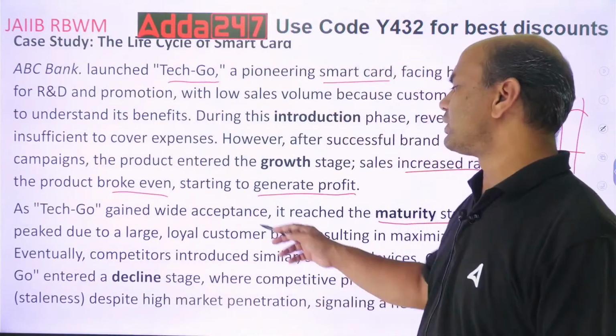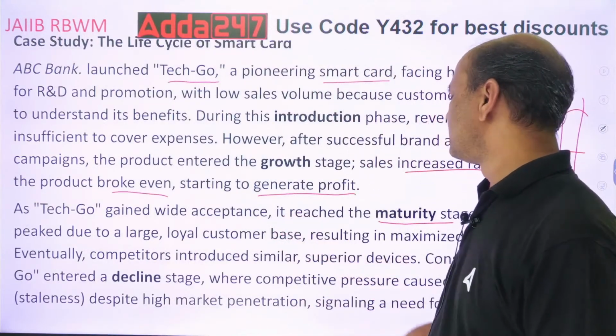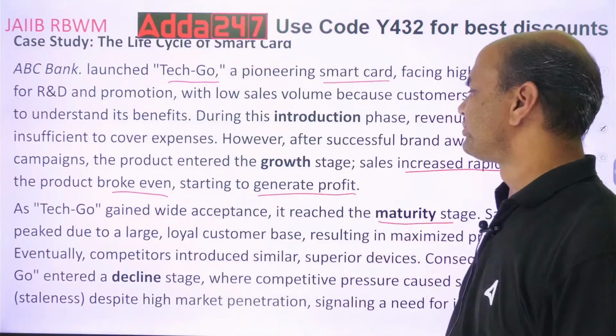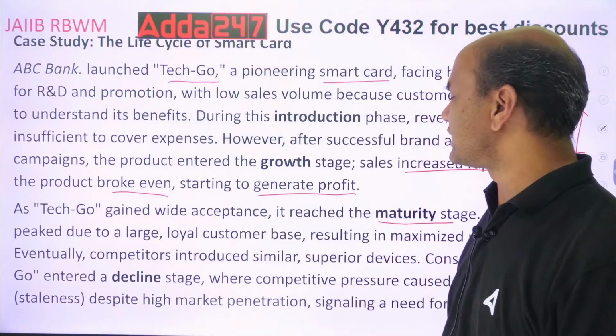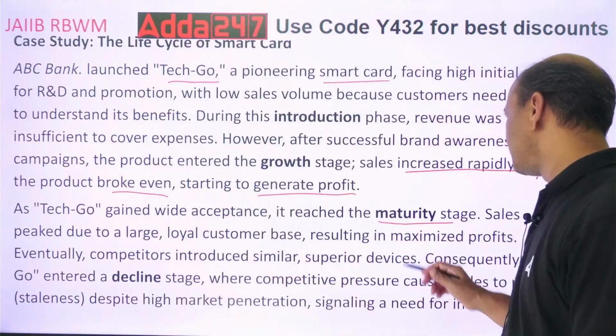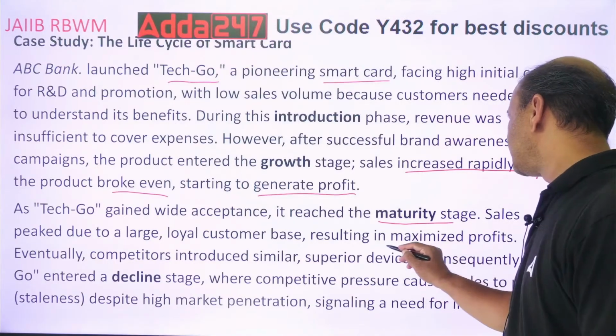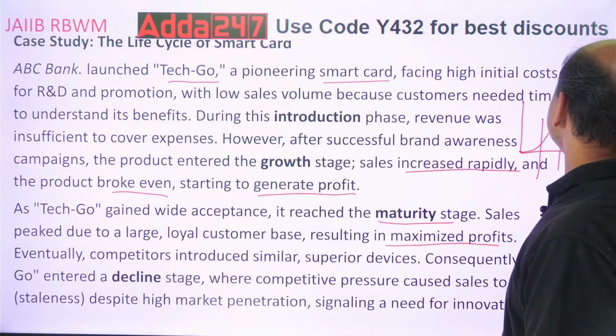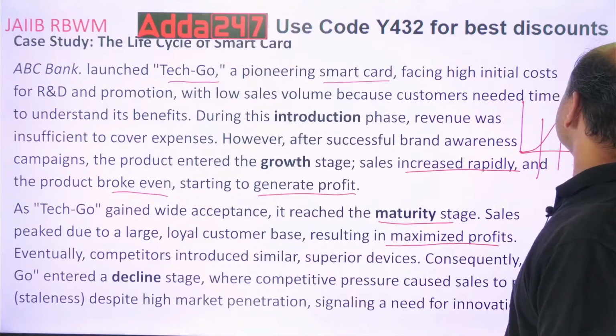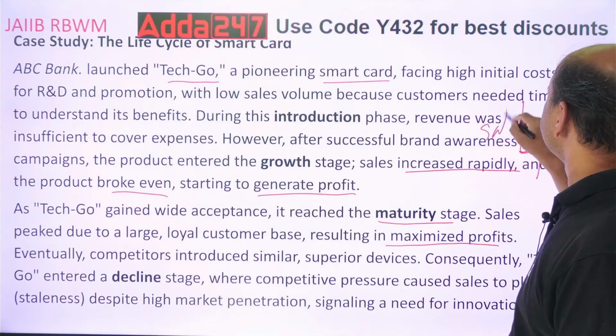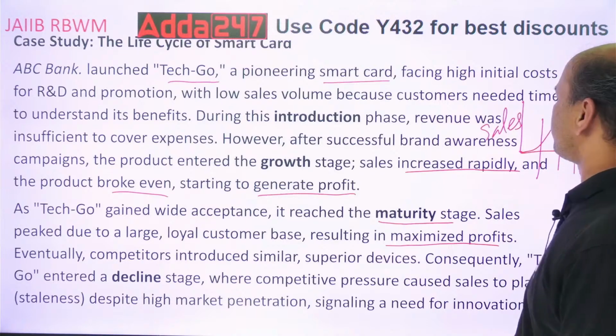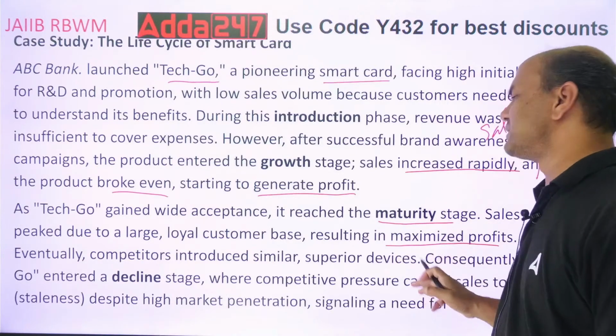As TechGo gained wide acceptance, it reached the maturity stage. Sales peaked due to a large loyal customer base, resulting in maximized profit. See, maximized profit. Here the profits are maximum. Sales and profit. This is sales. Sales are maximum. Profits are maximum. Okay? Maximized profits.